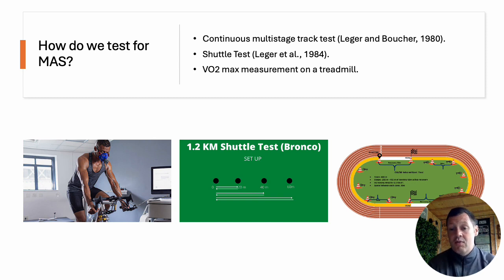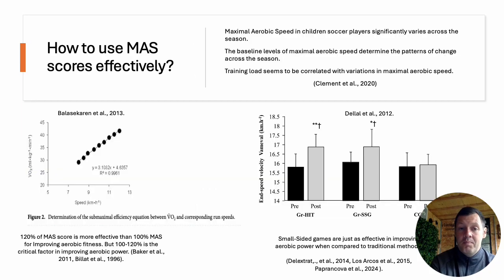And then also, if you've got access to a track, you've got a continuous multi-stage track test where we've got a start line, you run the yellow, you walk the white, you run the yellow, walk the white, and you continue doing that for a period of time. Again, not many people have got access to a track, so that's probably another one that's unlikely we're going to do. So, like I say, in my opinion, the shuttle test is the better option to complete, because we've all got access to cones and a field.